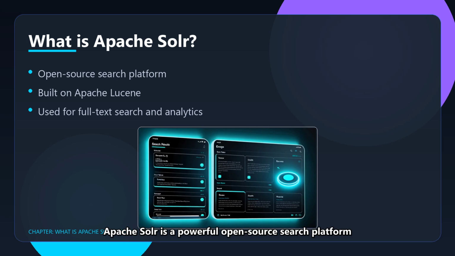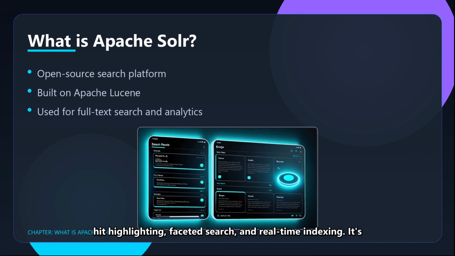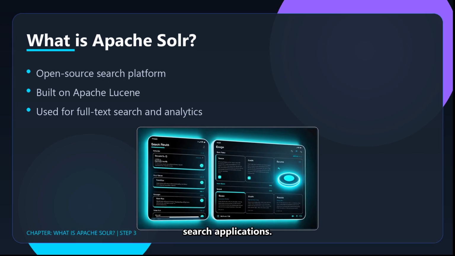Apache Solr is a powerful open-source search platform built on Apache Lucene. It enables full-text search, hit highlighting, faceted search, and real-time indexing. It's widely used in e-commerce, content management, and enterprise search applications.